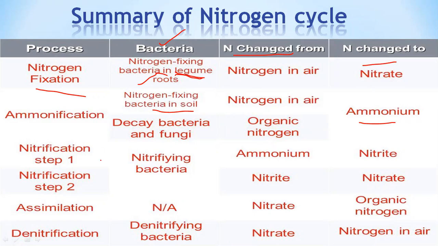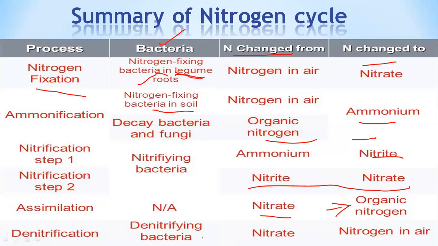Ammonifying bacteria and nitrifying bacteria act on decaying material, and fungi also convert organic nitrogen into ammonia. Then from ammonia, nitrifying bacteria change it into nitrite, and the same nitrifying bacteria change nitrite into nitrate. Then in assimilation, organisms use that nitrogen, for example organic nitrogen in proteins, while nitrate is changed back into atmospheric nitrogen.